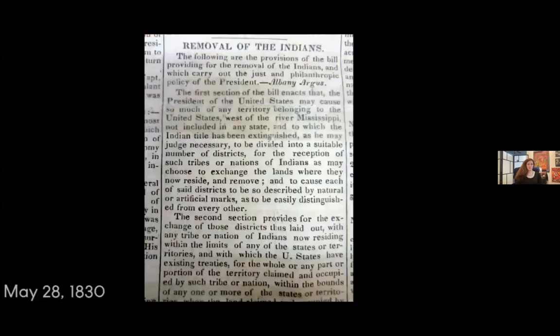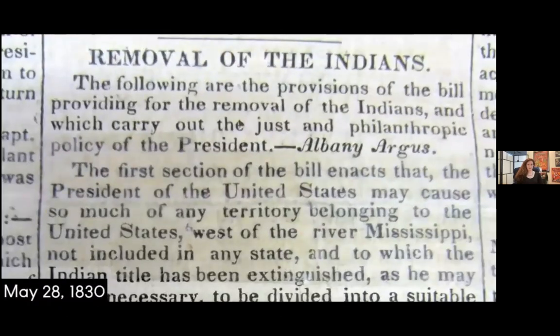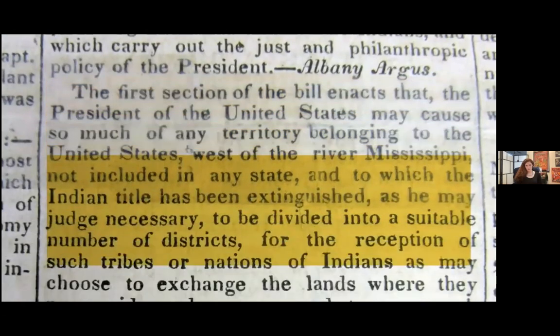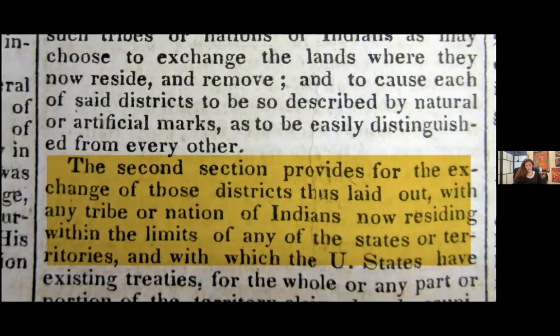Just 14 months later, after pressuring Congress, President Jackson signed the Indian Removal Act. This legislation authorized the president to purchase Native Americans' desirable, cultivated land located within states' boundaries and to grant them unsettled federal land west of the Mississippi instead.